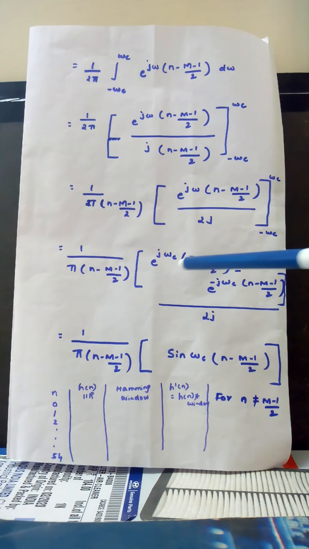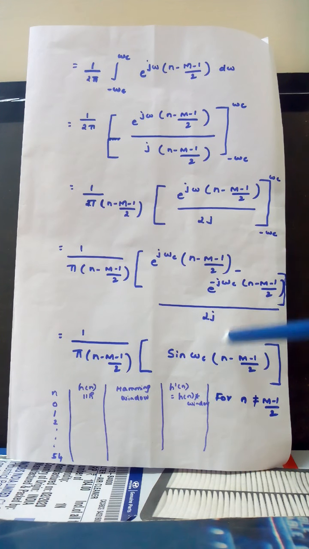So this theta is nothing but omega c (n − (m−1)/2). This is the answer I have written directly. If you want, we can verify the answer also. This is the condition when n is not equal to (m−1)/2.